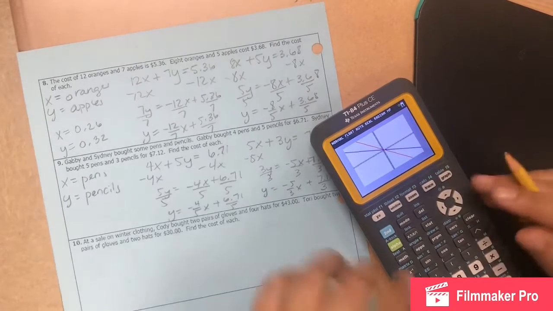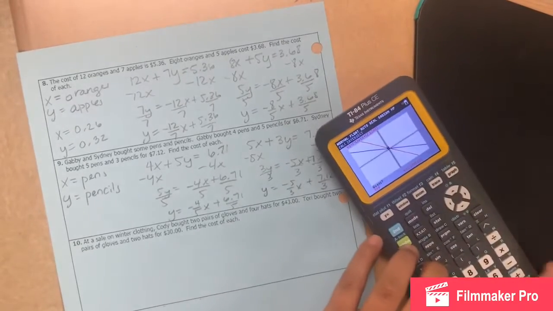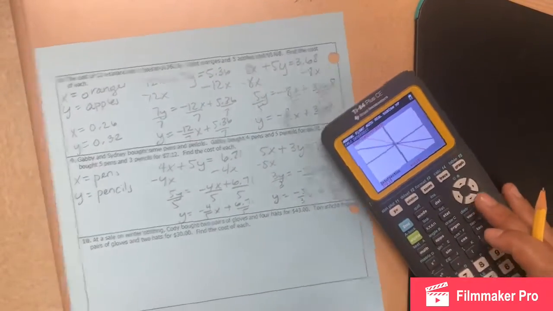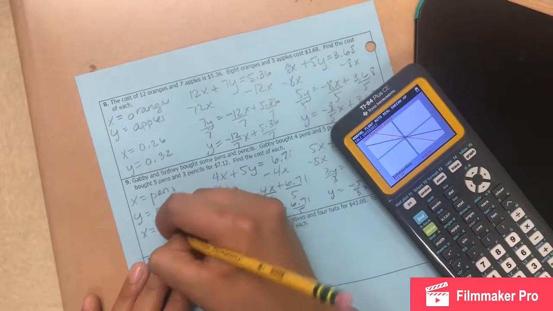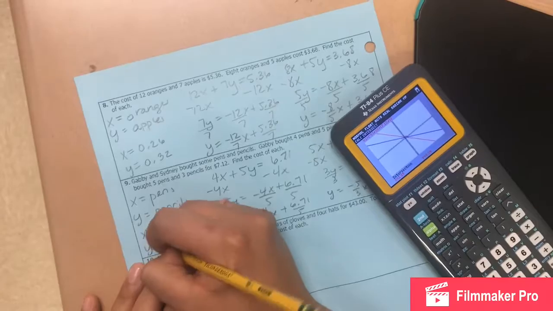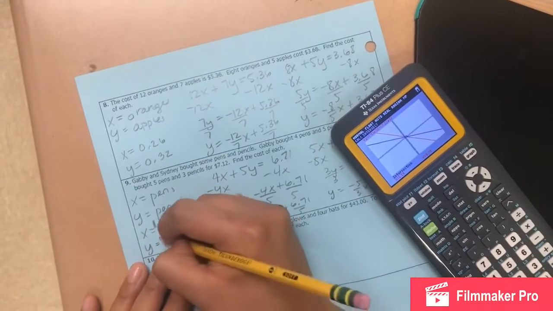Once you get it graphed, second trace 5, enter, enter, enter. We get 2 decimal answers. Okay, X, the cost of pens, is $1.19, and the cost of pencils is 39 cents. Okay, number 10, last one.